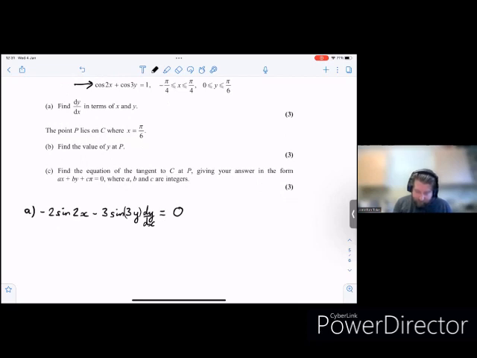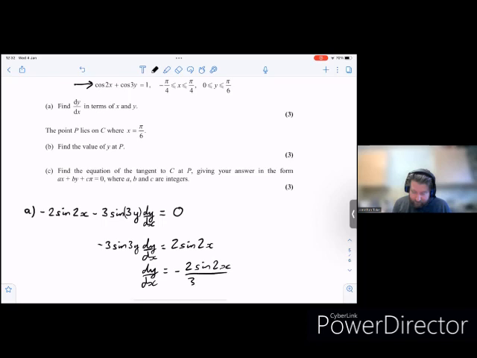So we get minus 3 sine 3y dy by dx equals 2 sine 2x. So dy by dx equals minus 2 sine 2x over 3 sine 3y. That's it.